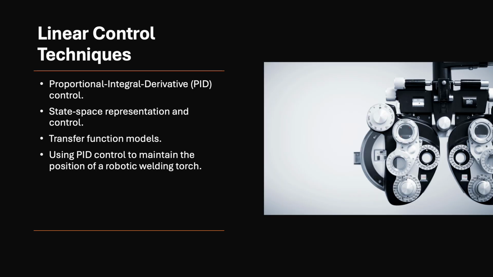Linear control techniques: the proportional integral derivative, PID, control, we have discussed this in quite depth. State space representations and control, we also looked into that in our last example. Transfer function models are applied when we are working with these algorithms. Using PID control to maintain the position of a robotic welding torch is another example that we can look into.